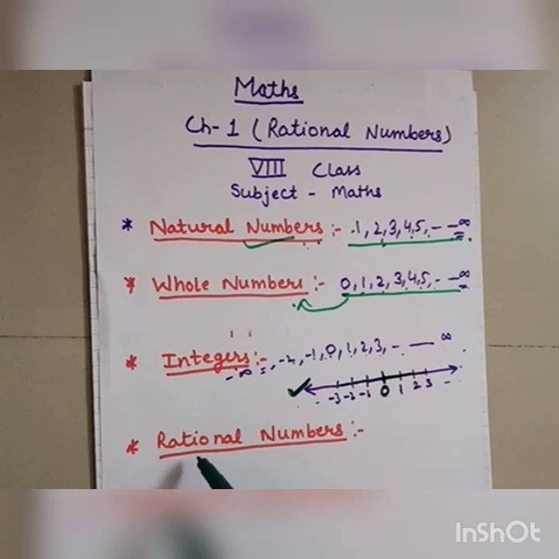Now today we start from our topic, rational numbers. In this chapter you have learned the representation of rational numbers on a number line, that is, how to represent a rational number on a number line, and some properties of rational numbers under addition, subtraction, and multiplication, and how to find some rational numbers between any two given rational numbers. So let's start our topic, rational numbers.